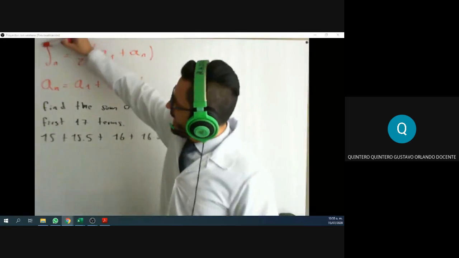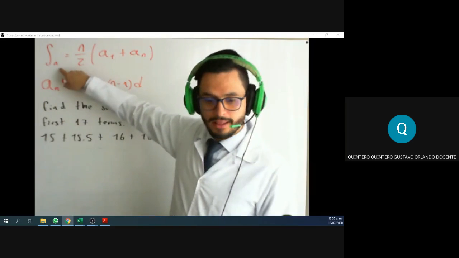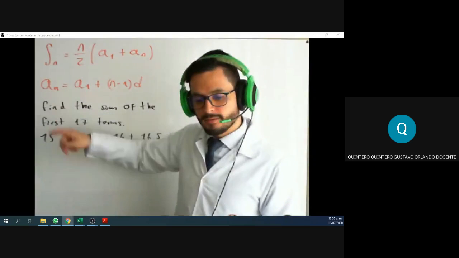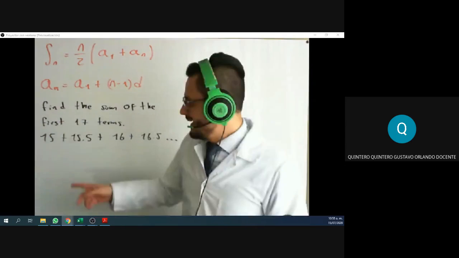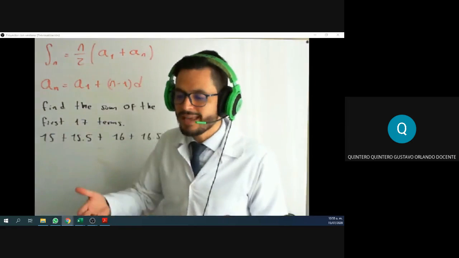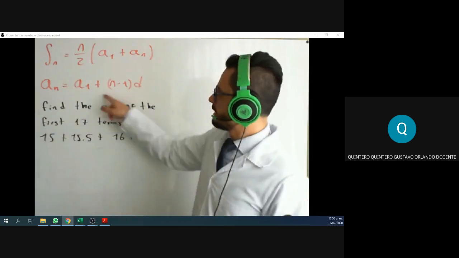One is used to find the addition, the sum of the first n elements. This is the formula right there. And the second one, a sub n, is to find what is that 17th term, the number that is located in the position 17. We're going to use that formula.